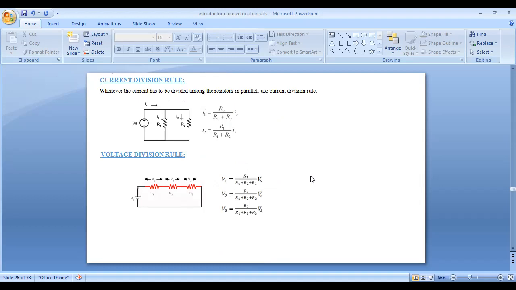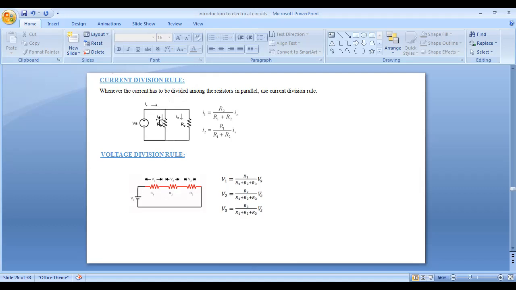Next, we have the current division rule and the voltage division rule. This current division rule is used to analyze parallel circuits, and this voltage division rule is used to analyze series circuits. So here, in this circuit diagram, the two resistors are connected in parallel. Here the source supply is Vs, that is the source voltage is Vs, and here the current is Is. And at this node, the current is going to be divided. So across R1, the current is I1, and across R2, the current is I2.